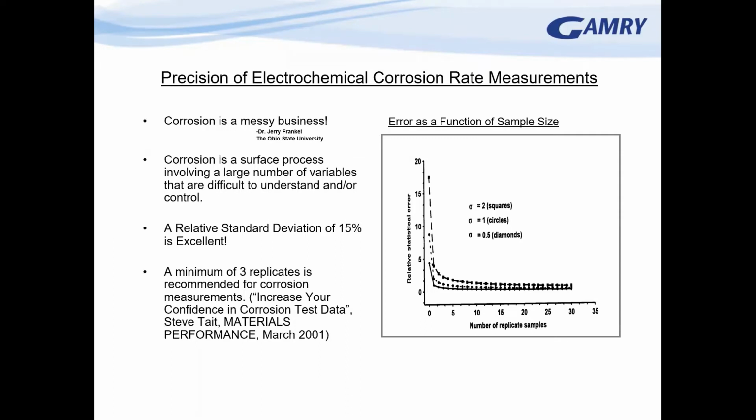I want to give a quick aside on the precision of electrochemical corrosion measurements. Corrosion is a surface process involving a large number of variables. A relative standard deviation of 15% is excellent. This can be improved by increasing the number of replicates that you make, as seen in the graph on the right.